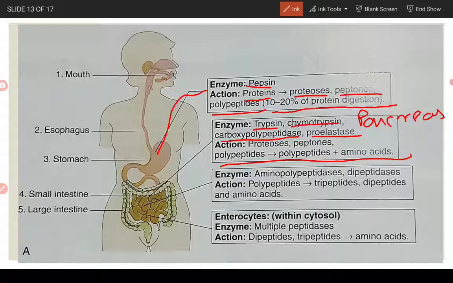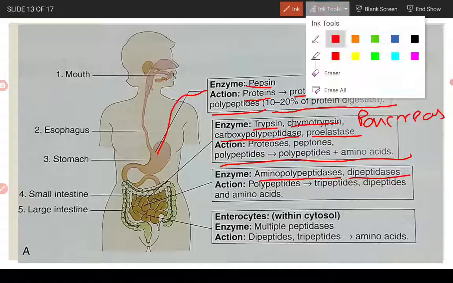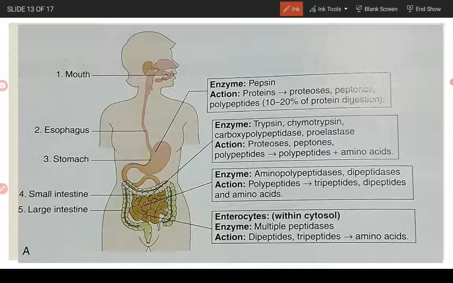Then they go to the aminopeptidases and dipeptidases, which are the enzymes we are going to study later, along with their actions. So we will come back to this figure later. For now, this is what you need to remember up to this point.